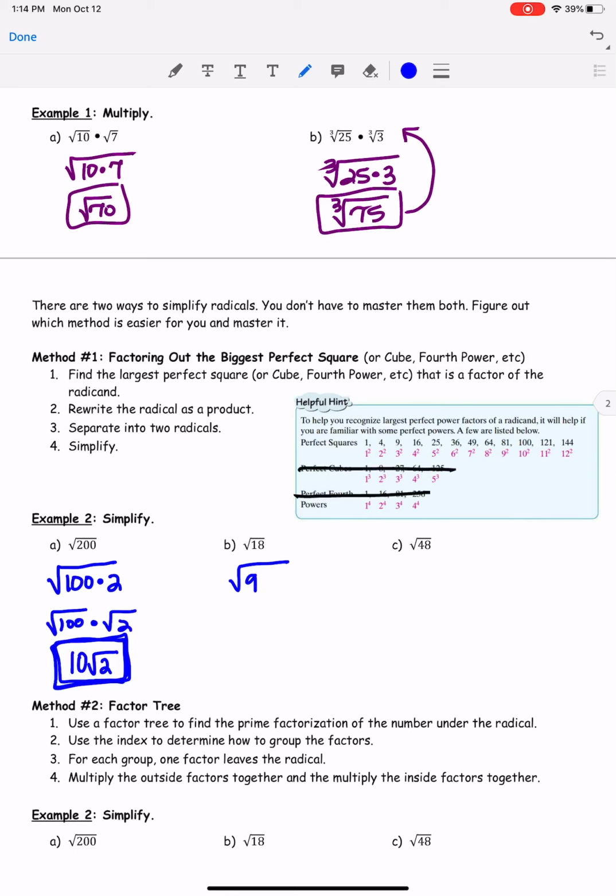So this is 9 times 2, separated into 2 radicals. So this is square root 9 times the square root of 2. I now simplify. Well, the square root of 9 is 3. Square root 2 does not simplify.